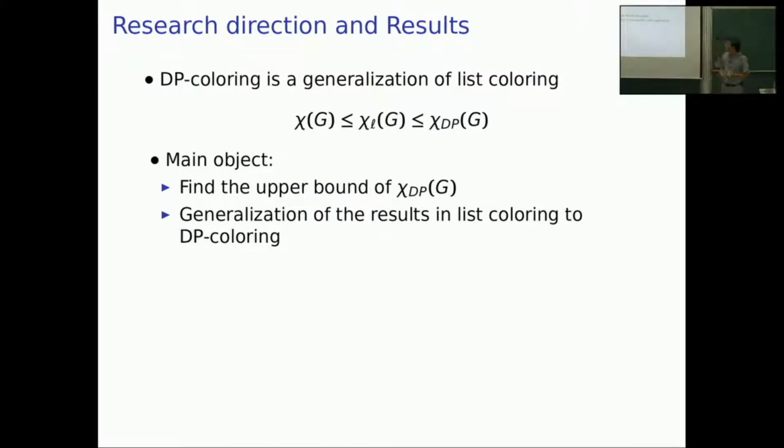So in general, our research direction is like this. We have this inequality. If you have a very nice upper bound of the DP-chromatic number, then automatically it gives an upper bound of the choice number. So in this direction, maybe first we want to find a very nice upper bound of the DP-chromatic number. Also, most of the time, we want to generalize some result in list coloring to a DP coloring version.